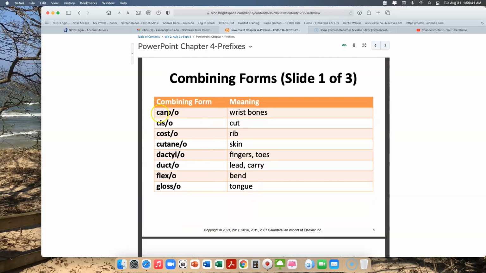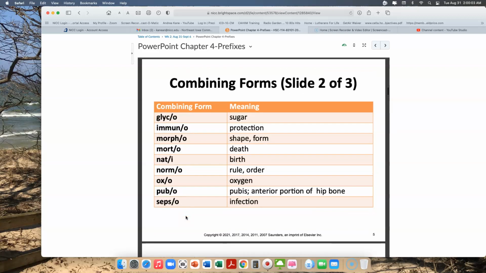Remember, our combining forms are a root plus a combining vowel. So that's what our combining forms are. Carpo, cisso, costo, cutaneo, dactylo, ducto, flexo, glosso, glyco, immuno, morpho, morto, nati. Ooh, we've got a combining vowel that's an I. Oh, watch out for that. Make sure you memorize that.